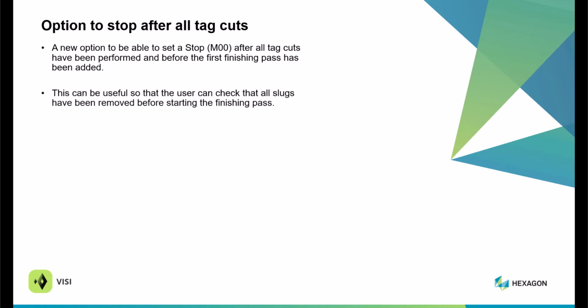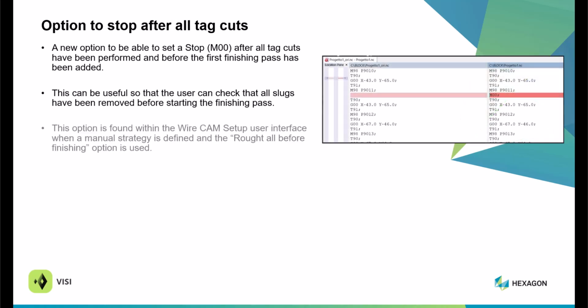Optional stop after all cut tags. There's a new option to add an optional stop after all tag cuts have been performed before the first finishing pass. This can be useful for a user to be able to check all the slugs that have been removed before the finishing pass. This option is found under the Wire CAM Settings user interface when a manual strategy is defined, roughing all before and after the finish.